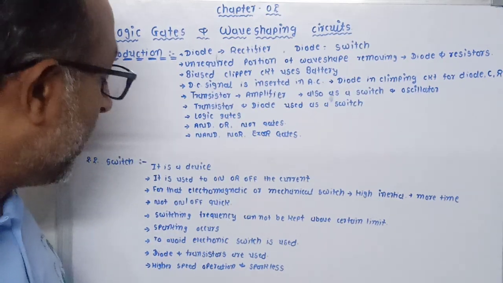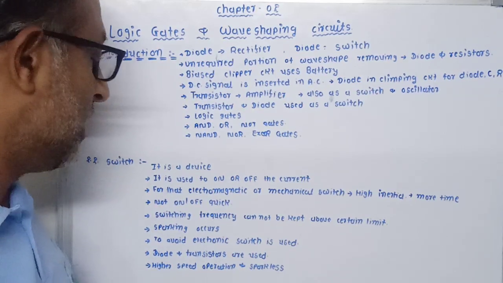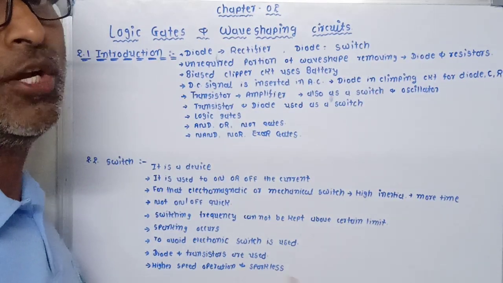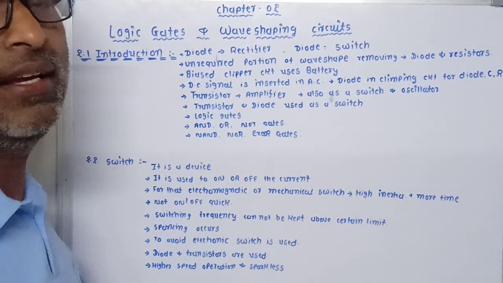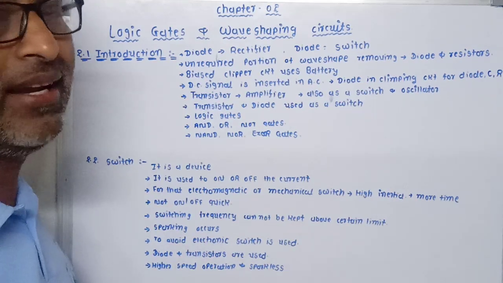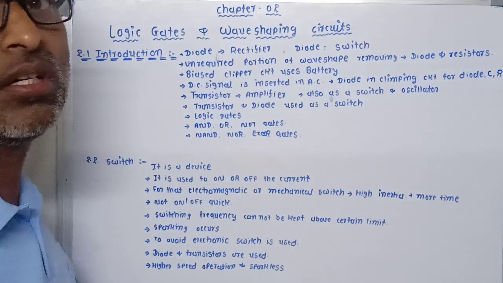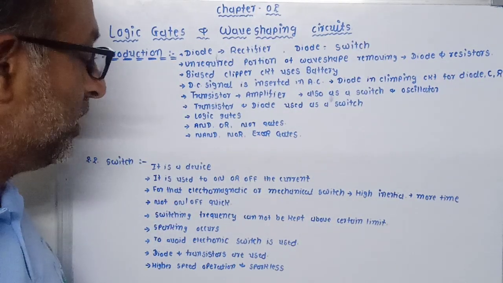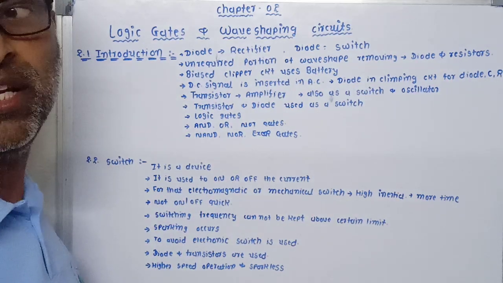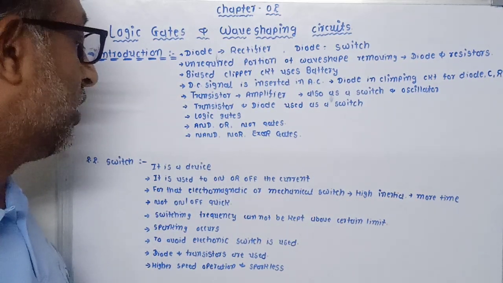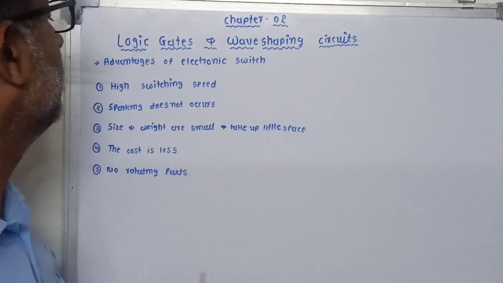Now the main advantage of this switch is the speed. It has higher speed operation. That means the on-off speed is very high, and another main advantage is that no spark occurs. That means it is sparkless. So the two problems can be overcome by using the advantages of the electronic switch.